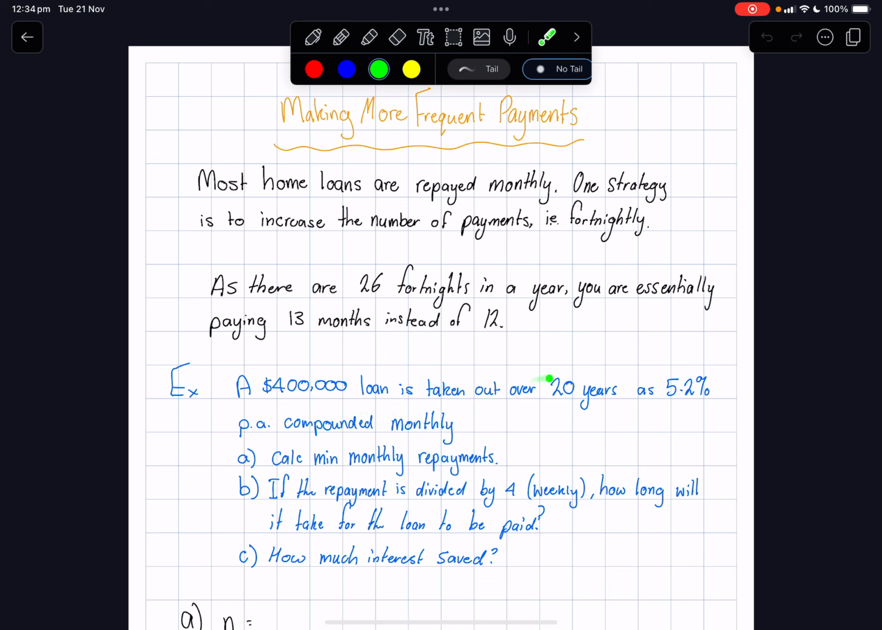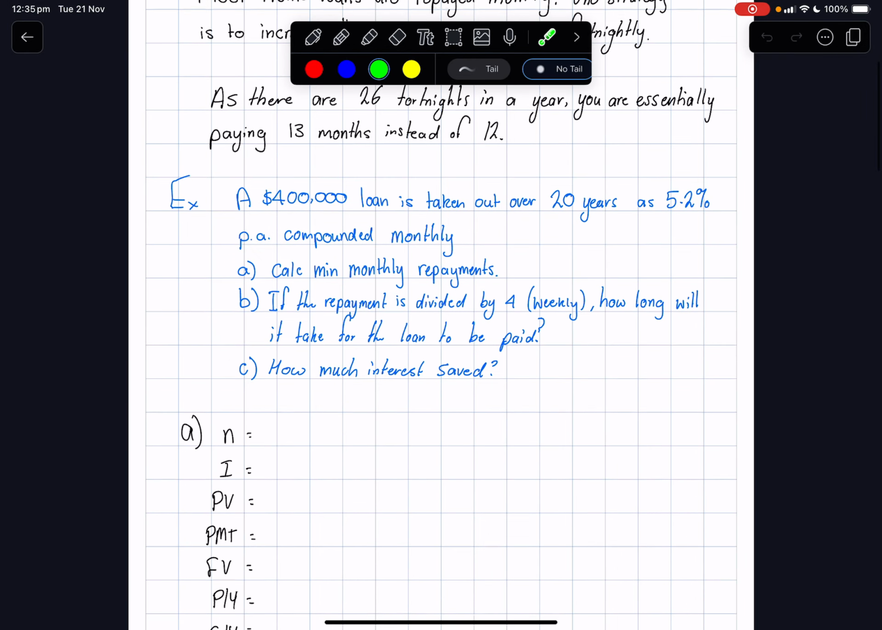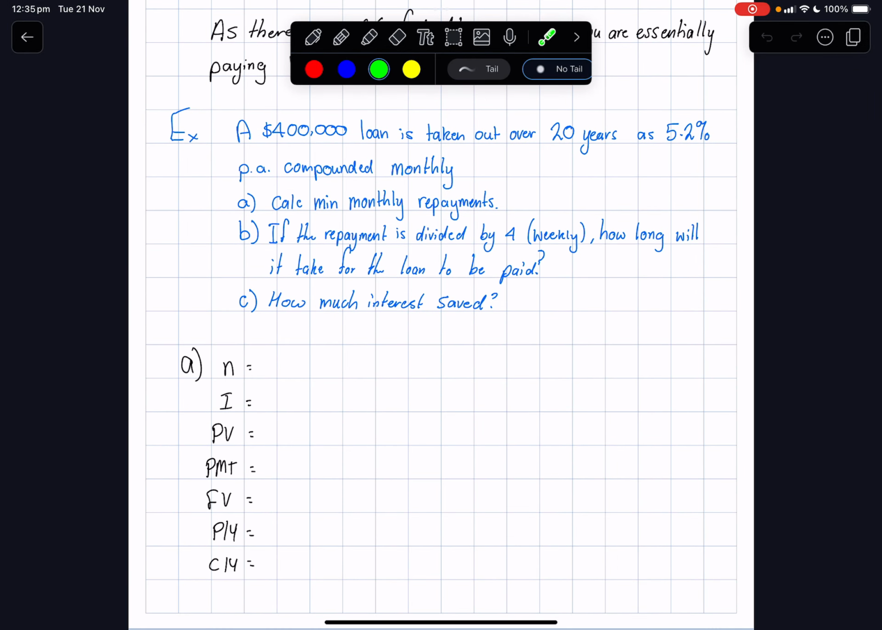A $400,000 loan is taken out over 20 years at 5.2% per annum, compounded monthly. Calculate the minimum monthly repayments. If the repayment is divided by 4, so weekly, how long will it take for the loan to be paid? And then finally, how much interest is saved. Let's go through and calculate the minimum monthly repayments.